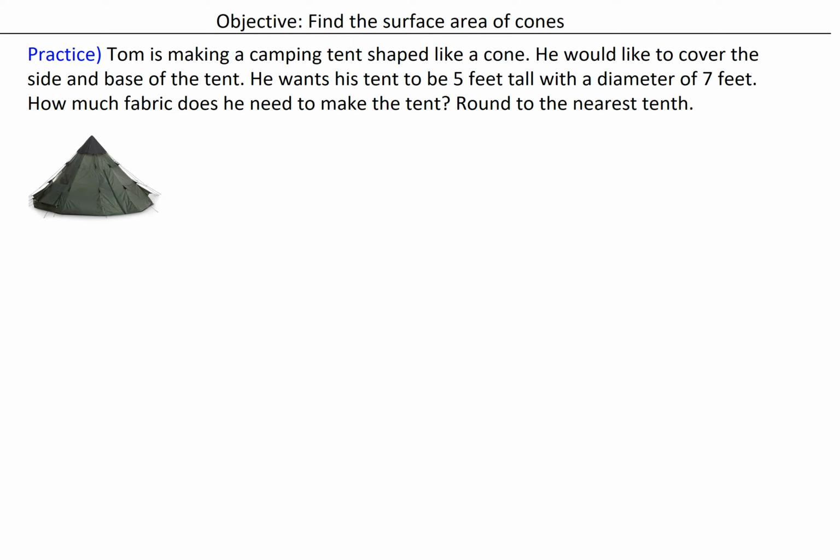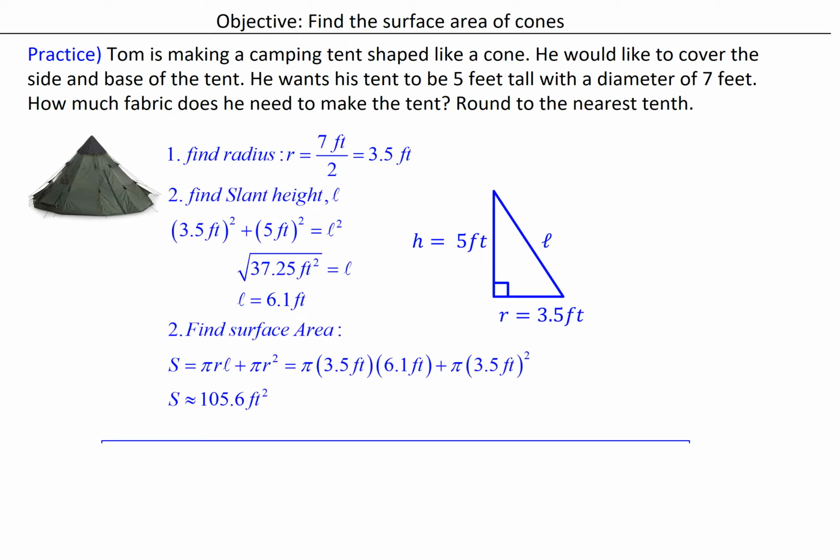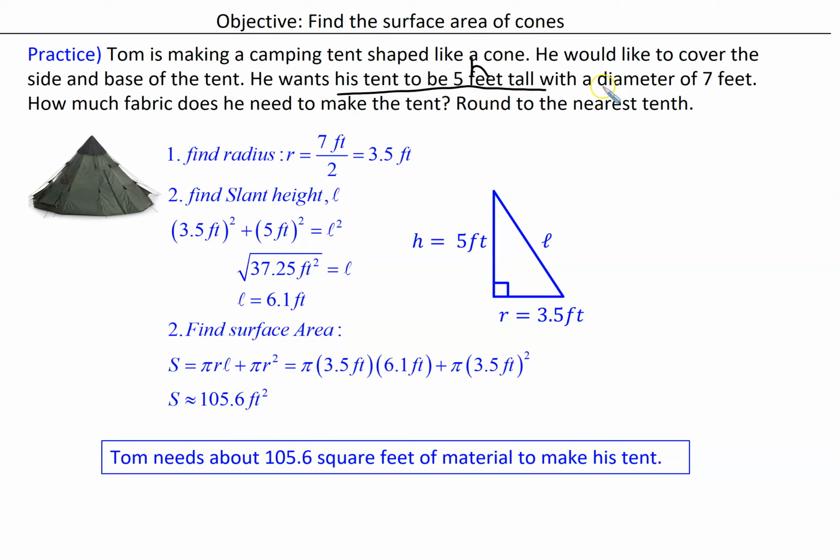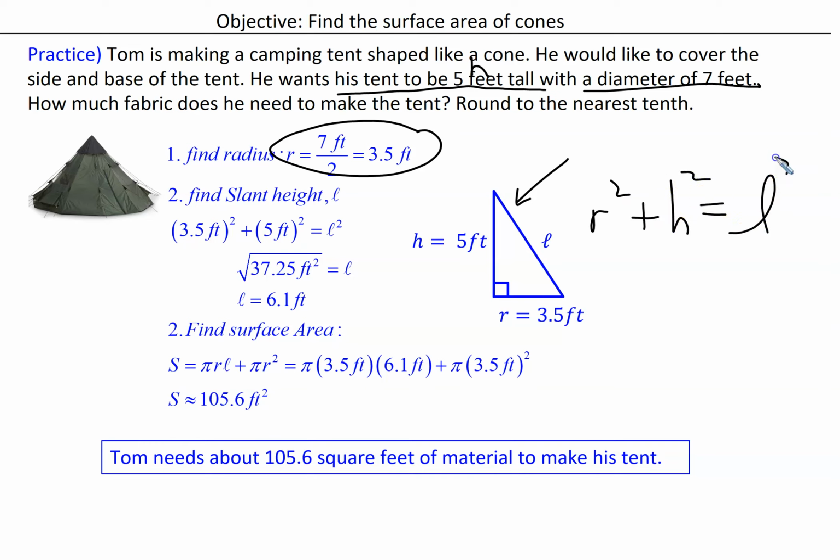Let's take a look at the results for this one. This one is broken down here a little bit. Given this, you know that each tent is 5 feet tall. That's your H, with a diameter of 7 feet. So half of that 7 is our radius, which is 3.5 feet. Your slant height L, again, is set up here with our right triangle. We have that R squared plus H squared would equal that slant height squared. And that is shown here. And that is 6.1 feet.